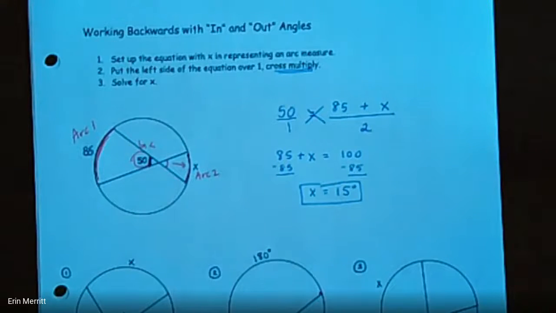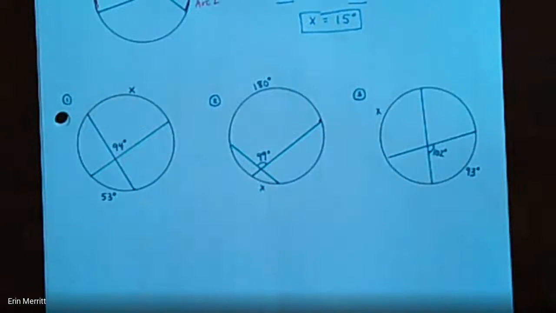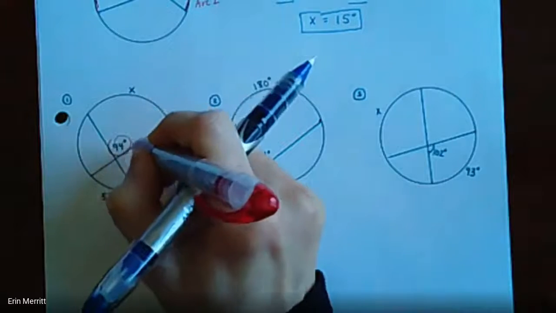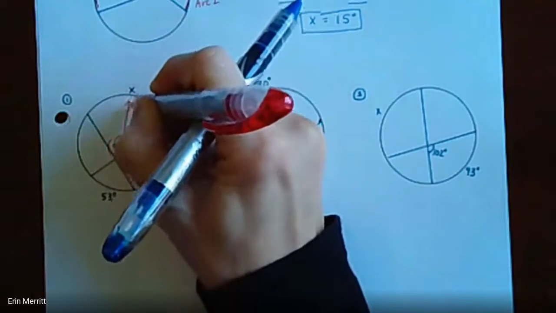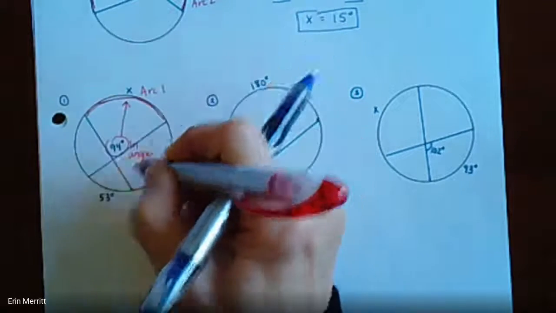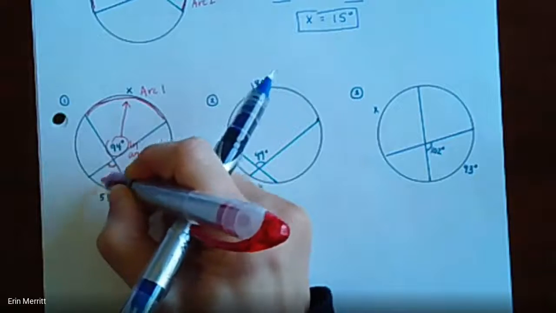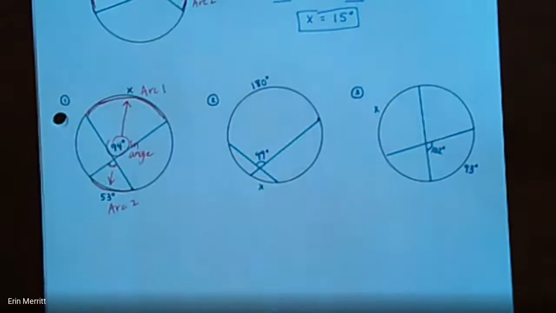So let's do one more of these together. I'm going to slide down. If we look at number 1, same thing. If I spot, here's my in angle. So the arc that it opens up to, that's one of my arcs. I can call that arc 1. And then the vertical angle opens up to this guy down here, 53. That would be my arc 2.